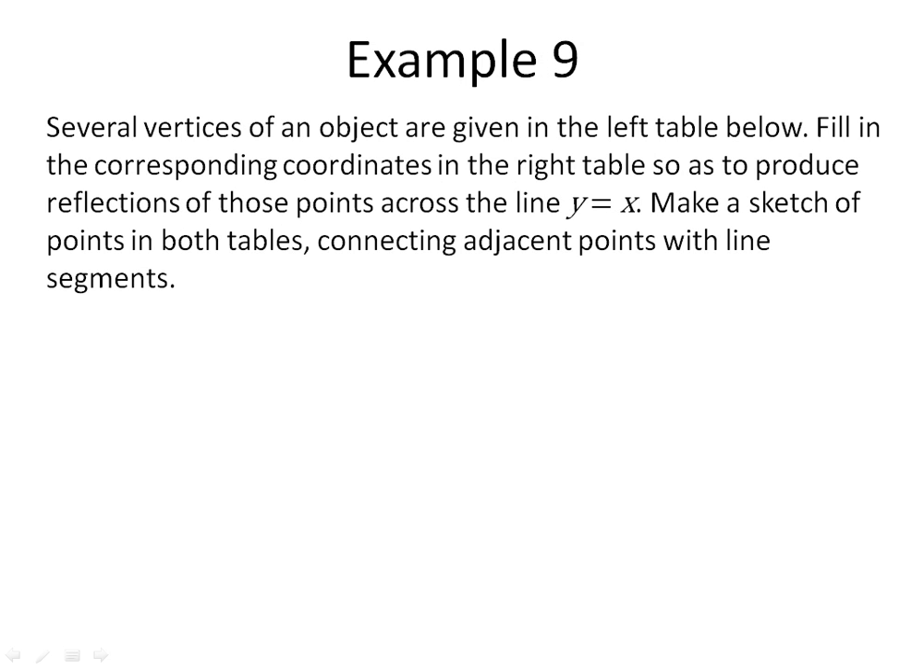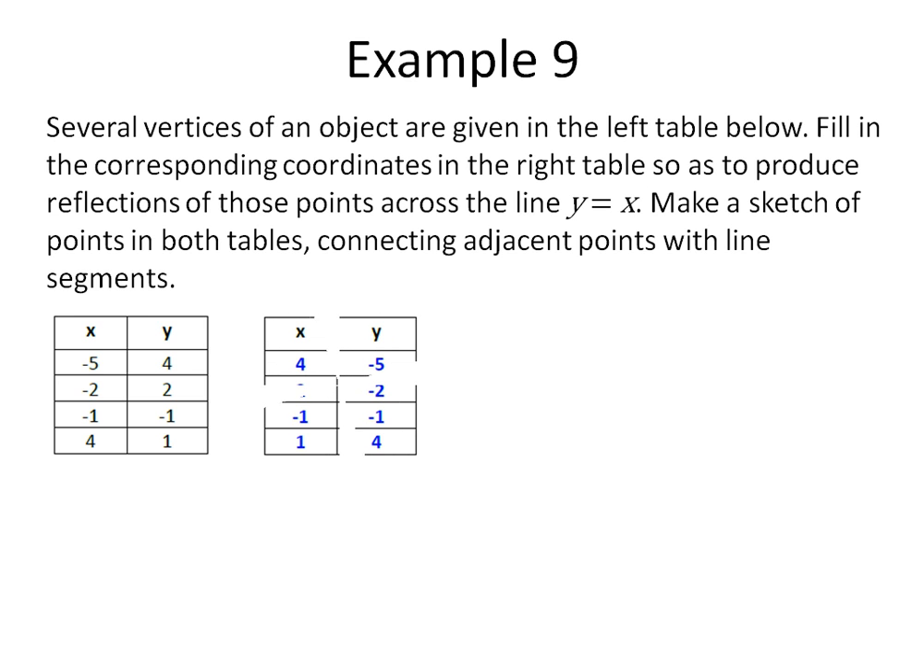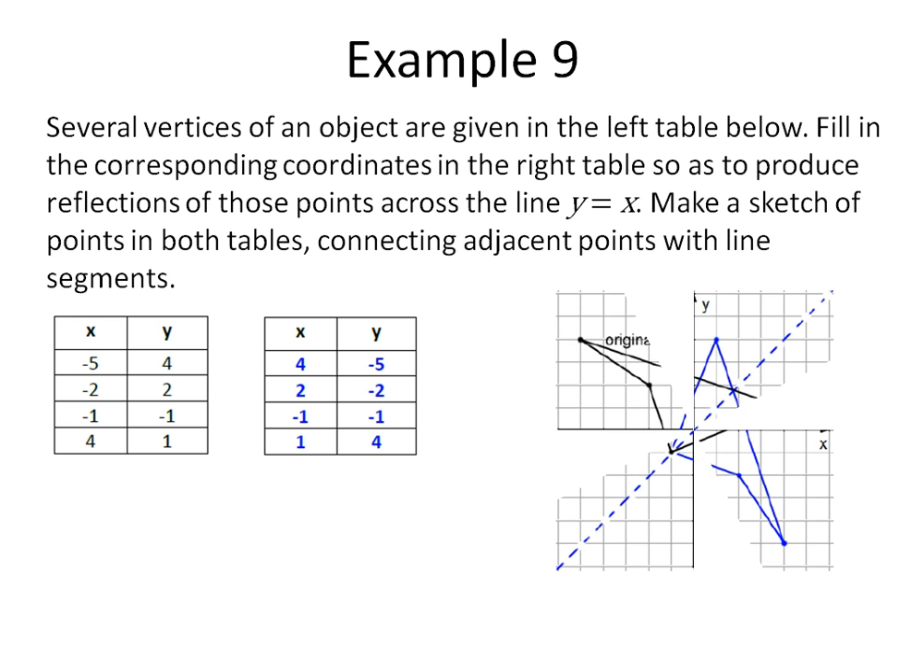So here we are again. They're giving us the same idea that we were doing in example 7 and 8, except this time they want us to do it across the line y equals x. So -5, +4 will become 4, -5. Then it will become 2, -2, and -1, -1 will stay the same. And then 1, 4 will be the last one. So this is what you end up with. Once again, the dotted line is the line of reflection, which in this case is the equation y equals x.